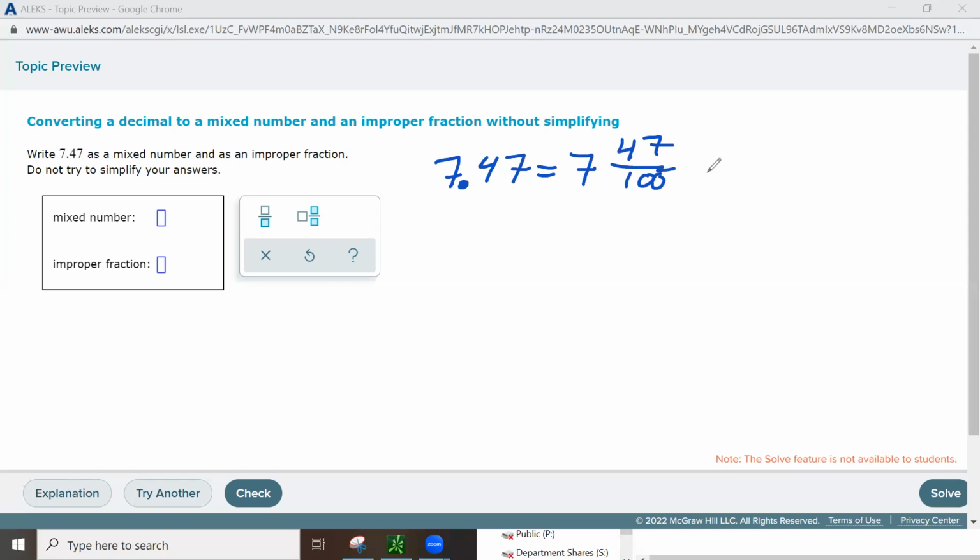Okay, if we write that as an improper fraction, because this is the mixed number, we've seen how to do that in the past. 100 times 7 is 700, plus 47 is going to be 747 hundredths. Bam. And that's how we do it.